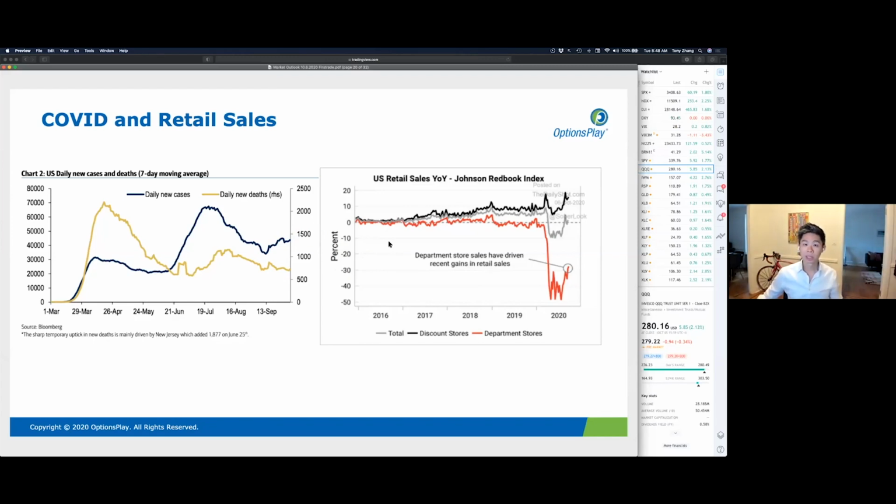We had retail sales come out last week, and when we dig into that, a lot of the gains actually came from department stores, which we know took a very, very large beating during the coronavirus, as opposed to brick and mortar discount stores, which actually saw an increase in spending. We obviously saw department stores nearly collapse to 50%, and we're starting to see a bit of that recovery.